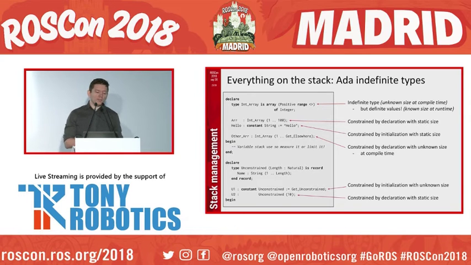So when you declare a variable, you have to fix the size, which cannot change, either by giving the bounds at that time or by initializing the variable at that moment. And this way, many things that normally would be done with dynamic memory can be done in the stack. And there are no dynamic allocations in the RCL part of this Ada binding.